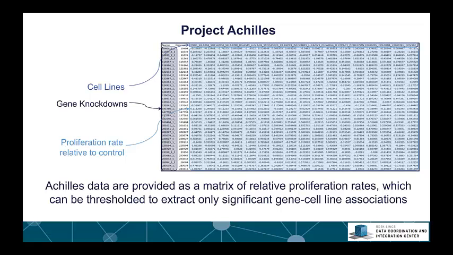Because the scores are a measure of relative sensitivity, we have positive and negative values, resulting in a bipartite graph that is signed, with negative edges indicating that a gene knockdown reduces the fitness of a cell line, and positive edges indicating that a gene knockdown increases fitness of a cell line.